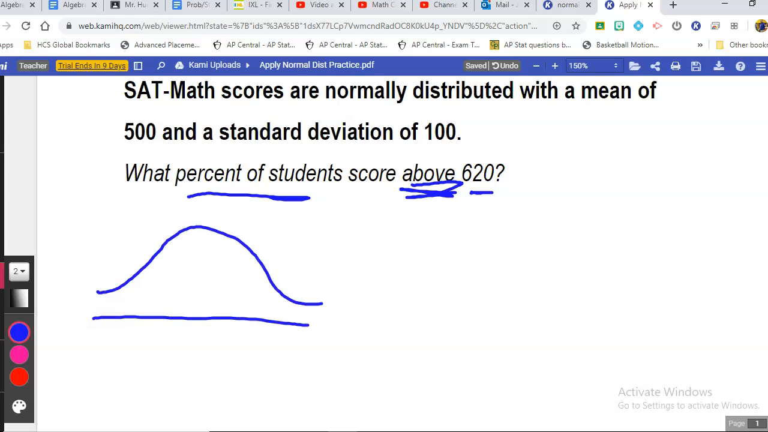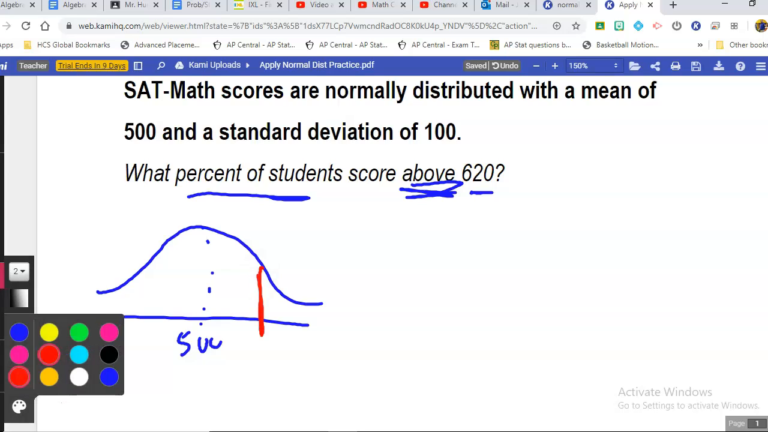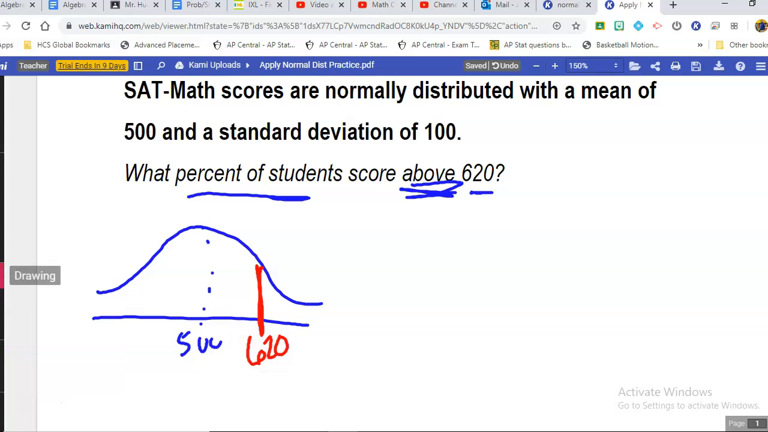We're looking at a distribution, and you don't have to draw it perfectly, but we know our middle would have 500. Now 620 would come somewhere on that scale, but we should know that 620 is above 500. How far above, we don't know right now, but we know it is above. And we want to find the percent above. So we are looking at what percent is going to come above 620.